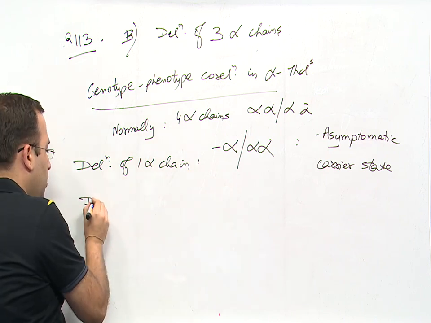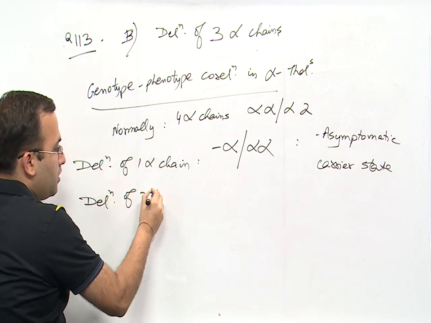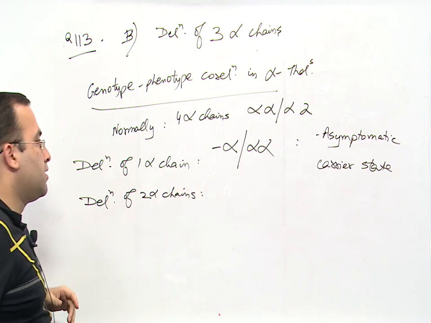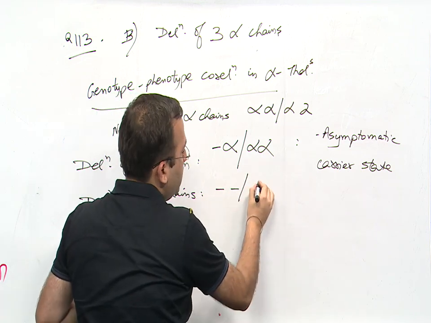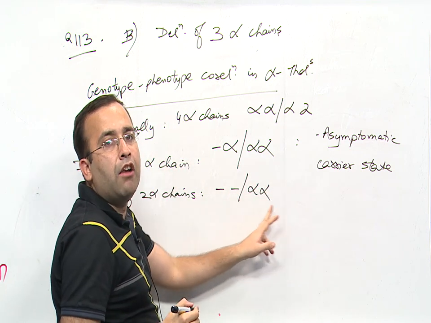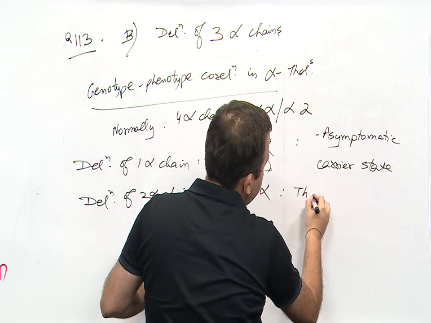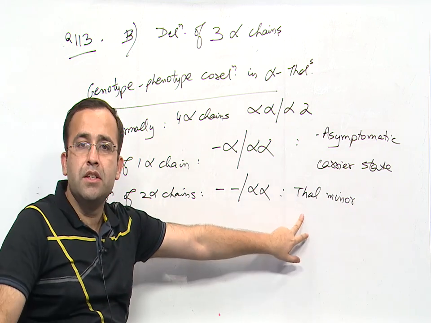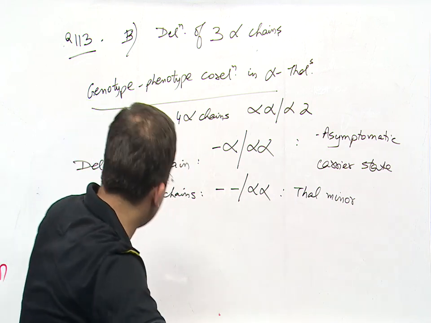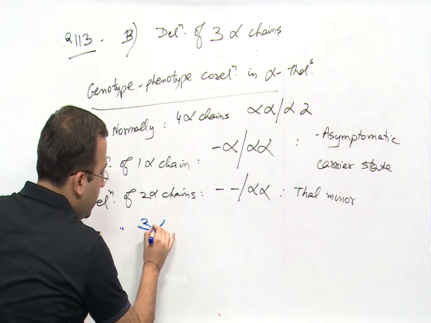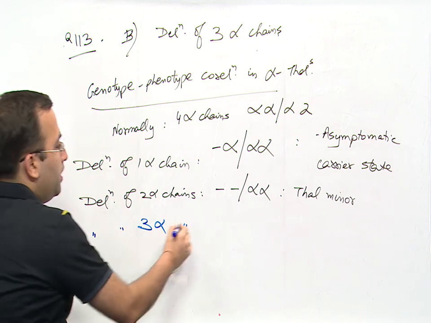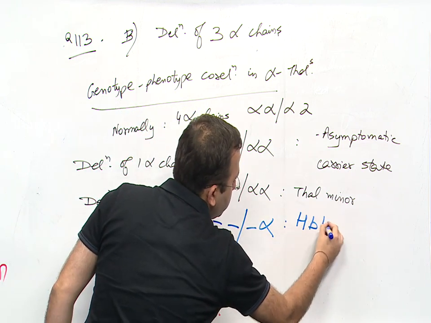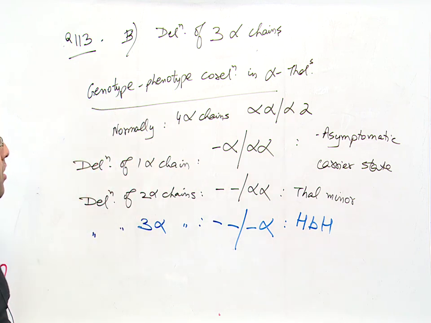Next, deletion of 2 alpha chains. What would the genotype be? 2 chains are deleted: minus, minus, alpha, alpha. This presents as thal minor. Next, deletion of 3 alpha chains. What would be the genotype? Minus, minus, minus, alpha. This presents as HBH disease.